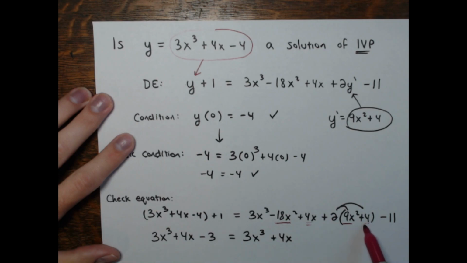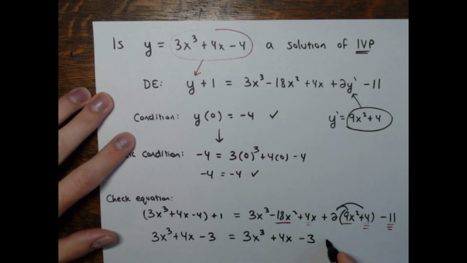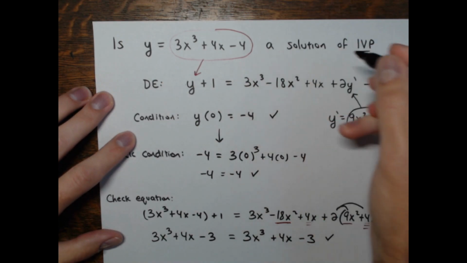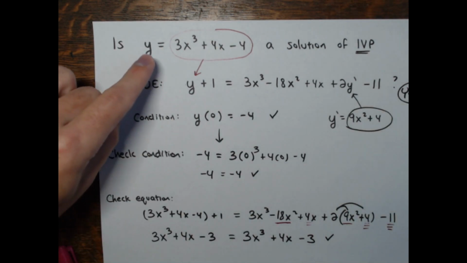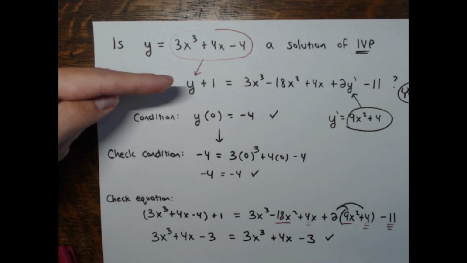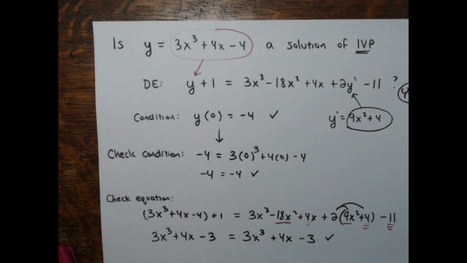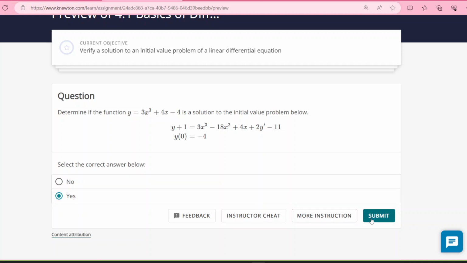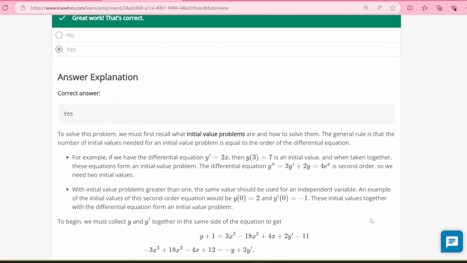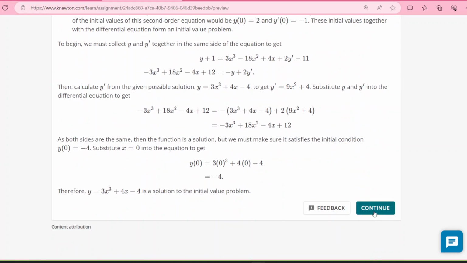And then the constant terms, you got 2 times 4 is 8, minus 11. 8 minus 11 is negative 3. Check on that. Both of these are the same. So the answer is yes. Right? This function that we were given satisfies both the equation and the condition, from this initial value problem. Great. So back here, I'm putting yes. Wonderful.